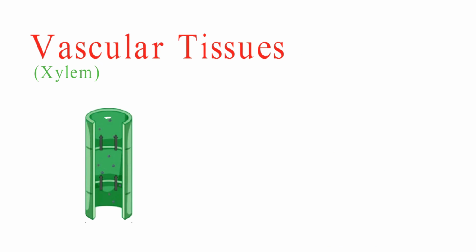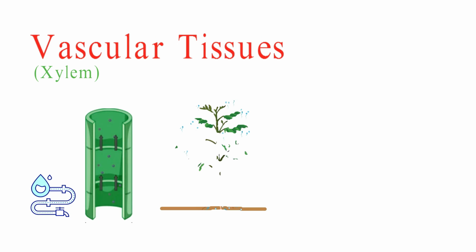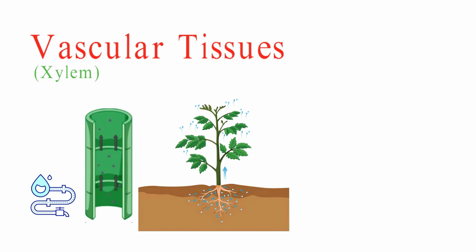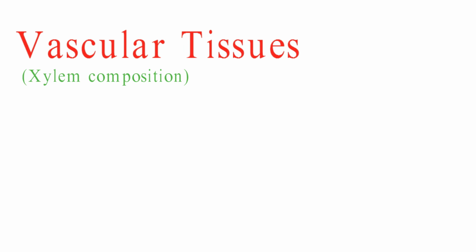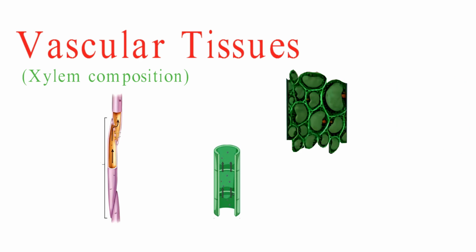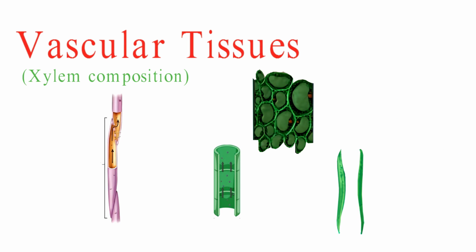Xylem cells in vascular bundles are like the plant's plumbing system, responsible for transporting water and dissolved minerals from the roots to the rest of the plant. The water can move at incredible speeds, sometimes exceeding 100 meters per hour in tall trees, making it one of the fastest elevators on Earth. Xylem consists of several key cell types, including tracheids, vessel elements, xylem parenchyma, and xylem fibers.